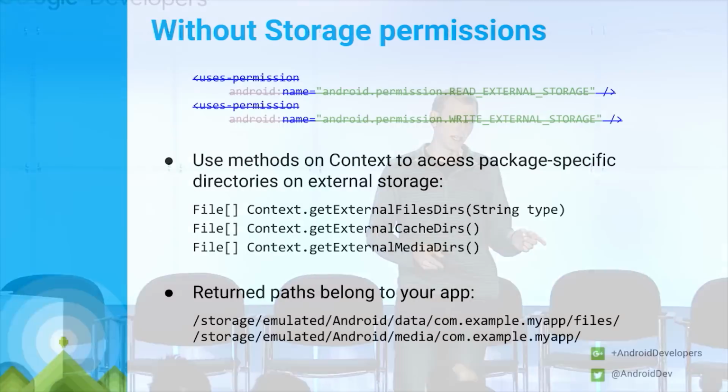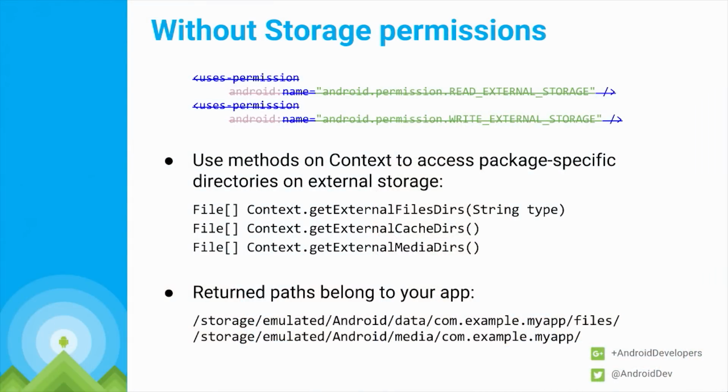So let's dig into the details. For that first example, there's a handful of APIs that were introduced in KitKat on Context called getExternalFilesDirs, getExternalCacheDirs, and getExternalMediaDirs. When you call these, the paths that are returned exist on the SD card, but they have your package name burned into them. If you look at the bottom, you can see an example of what those returned paths look like. Notice it would be under the SD card, /Android/data/your package name.